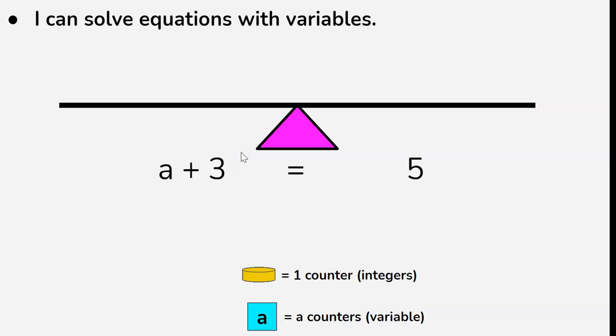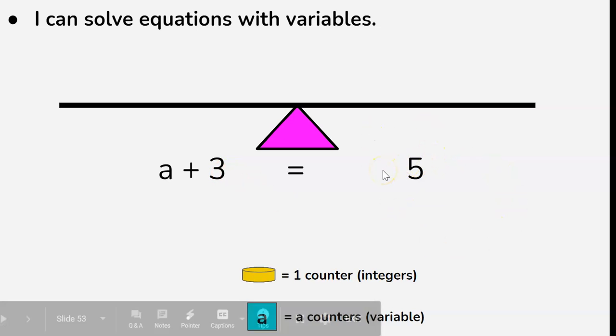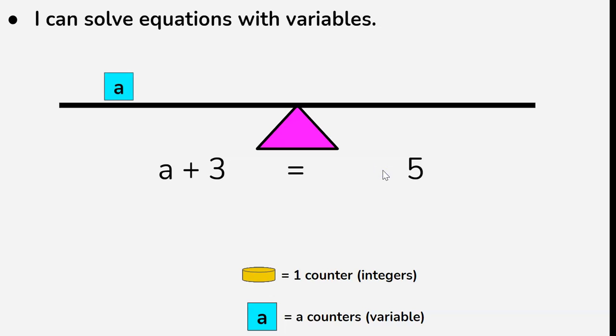But what if we don't just have a equals? We have a and something else on one side and a number on the other. Well, we can make our equation with our counters and our variables again on this balance. So on the left side, we have a, 1, 2, 3. And on the right side, we have 5.